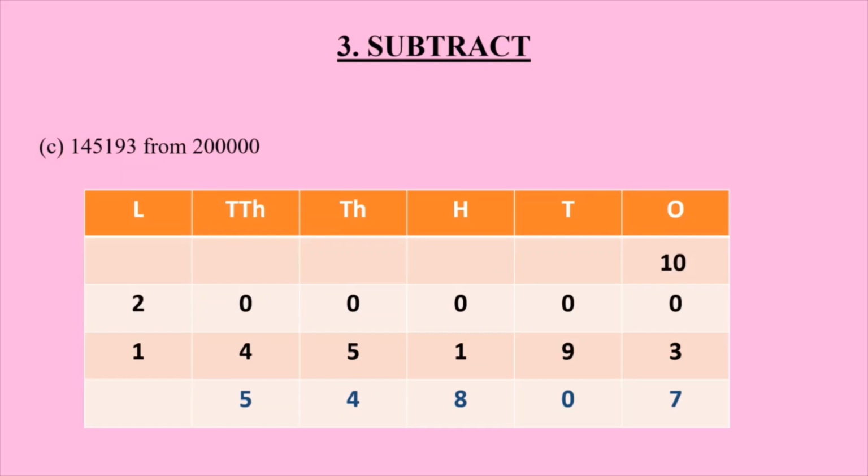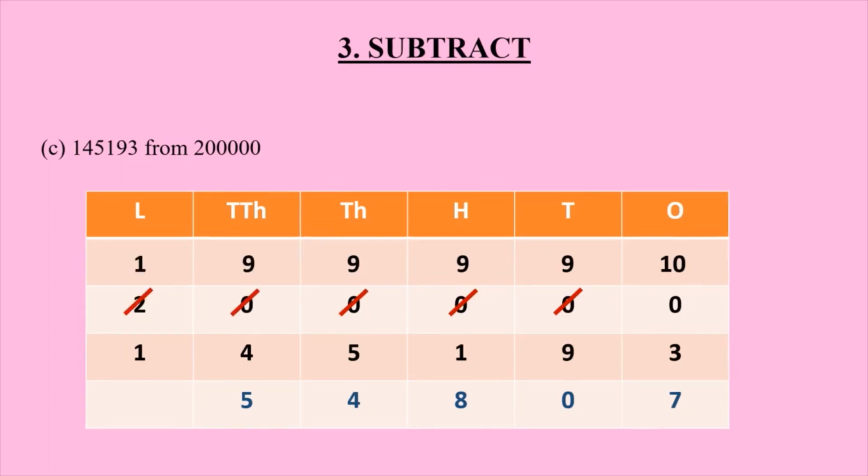Since we have borrowed 1 from the tens place, so it becomes 9. 9 minus 9 gives you 0. Now in the hundreds place also remains 9. 9 minus 1 gives you 8. Thousands place 9 minus 5 gives you 4. 10,000s place 9 minus 4 gives you 5. And 1 minus 1 is 0. So this is how you do the subtractions.